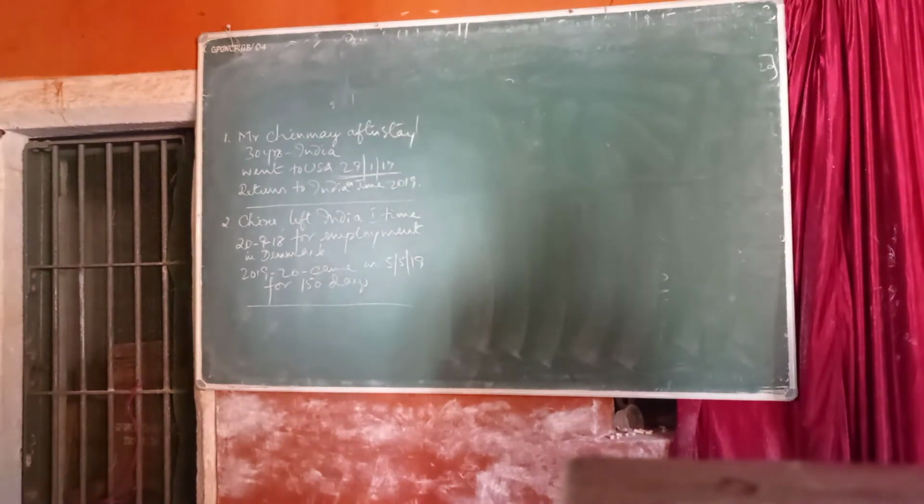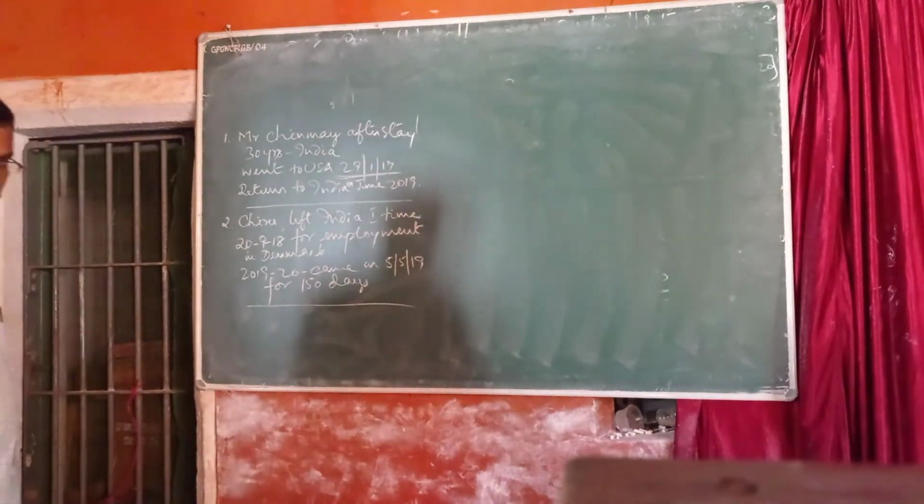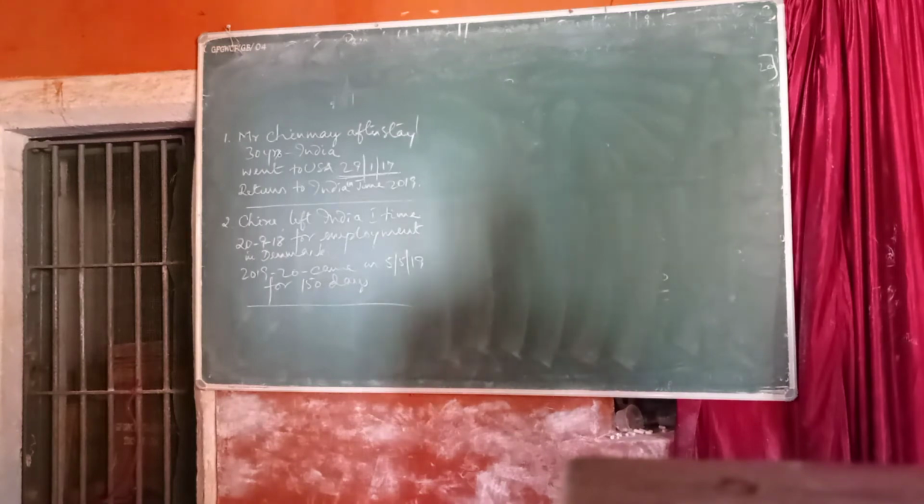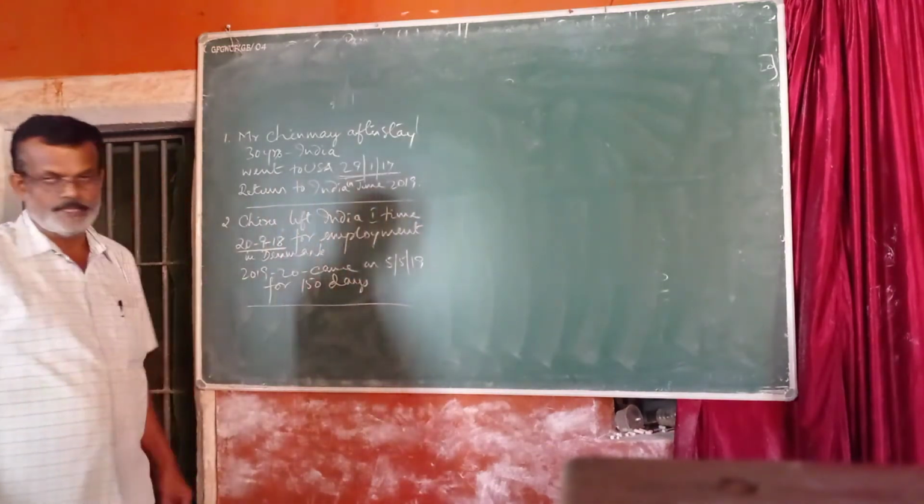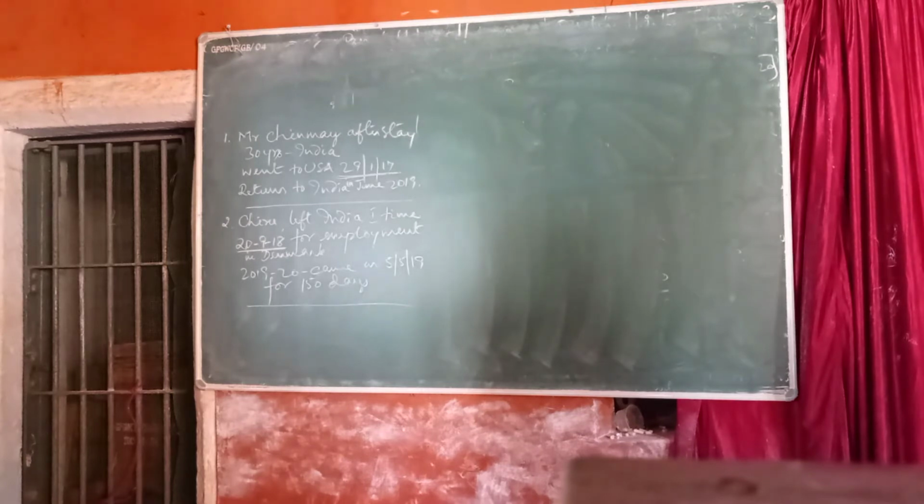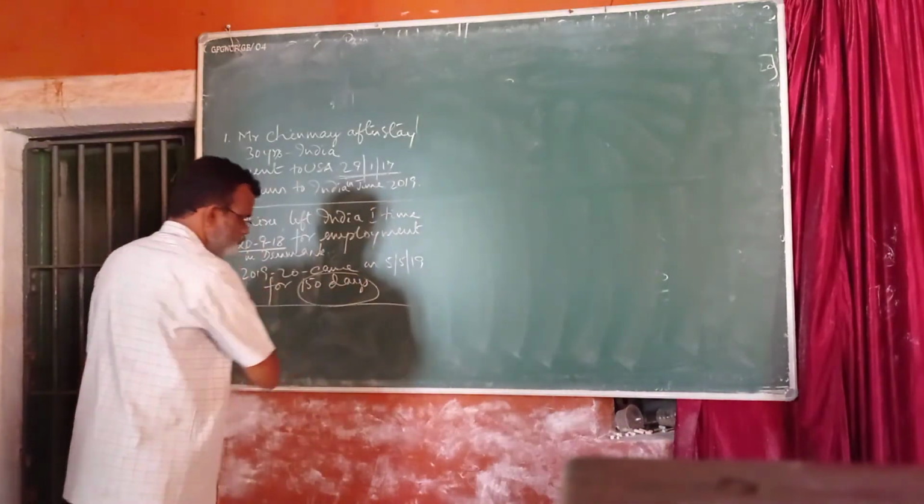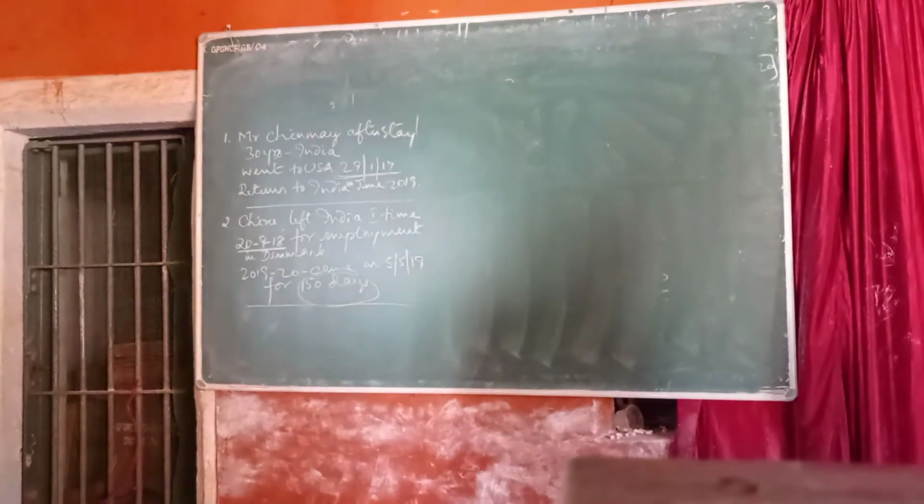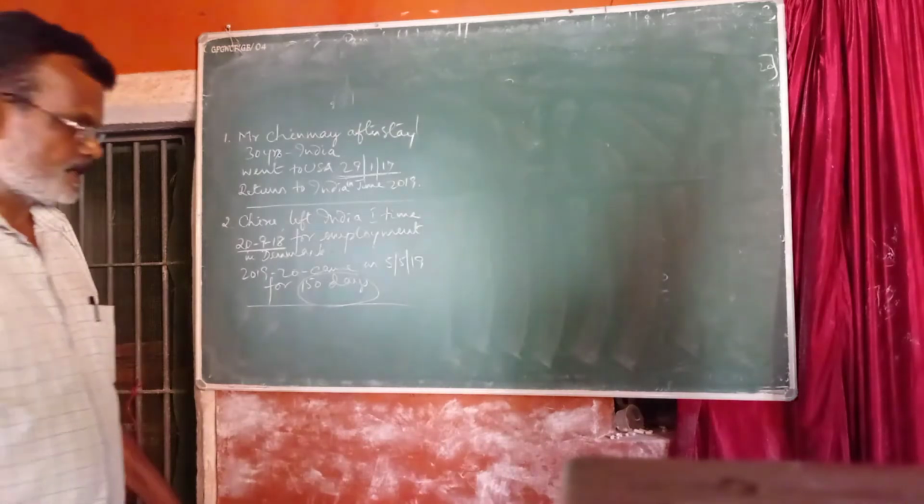Next, the second problem. Chiru left India for the first time on 20th September 2018 for employment purpose in Denmark. He came to India during the previous year 2019-20, that's on 5th May 2019, for only 150 days. That means during the previous year 2019-20, Mr. Chiru was in India only for 150 days. Determine his residence status.